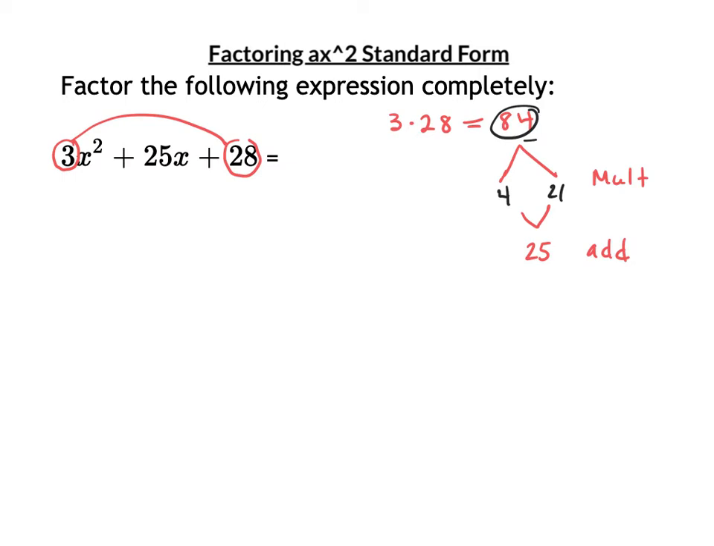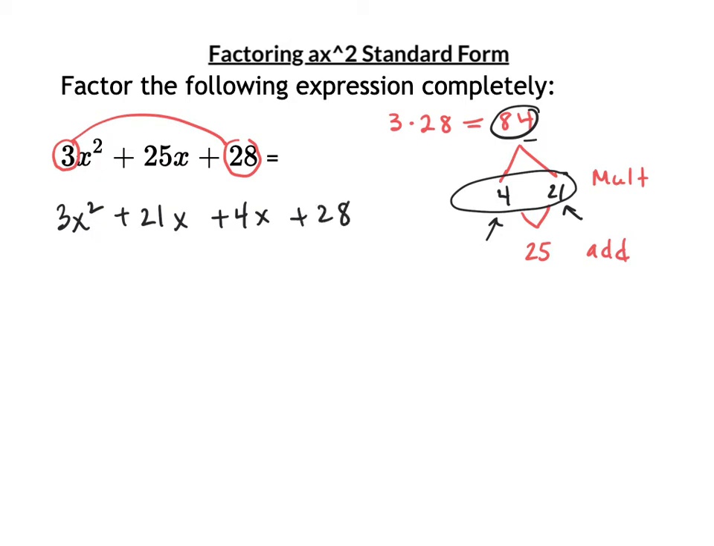Now comes the part where you turn it into a grouping problem. What you do is you rewrite the middle term. 3x squared, and it does not matter which order you go in. You're going to put either the 4 or the 21 next. It makes no difference. I'm going to put the 21 and then I'm going to put the 4.